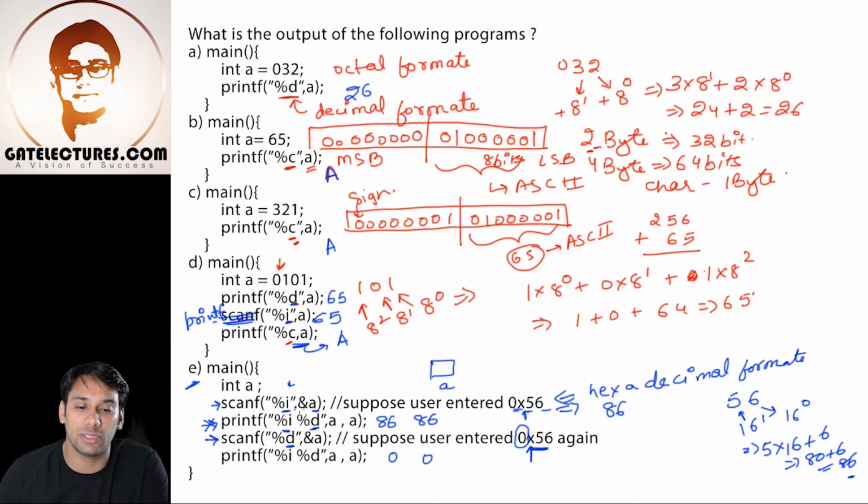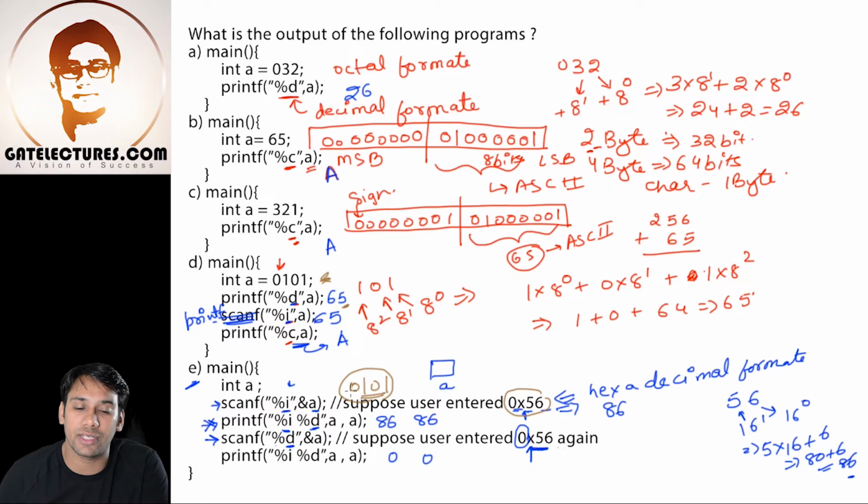In this case also, for example, the user has entered a hexadecimal number. Now let us suppose, instead of entering a hexadecimal number, the user has entered an octal number. So with an octal number, how are %I and %D going to behave? Let us suppose, instead of entering 0x56, the user has entered 0101. I took this value from here, and the equivalent decimal value for this 0101 is 65.